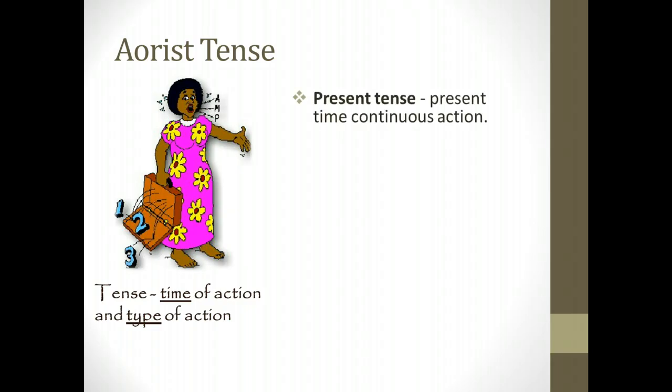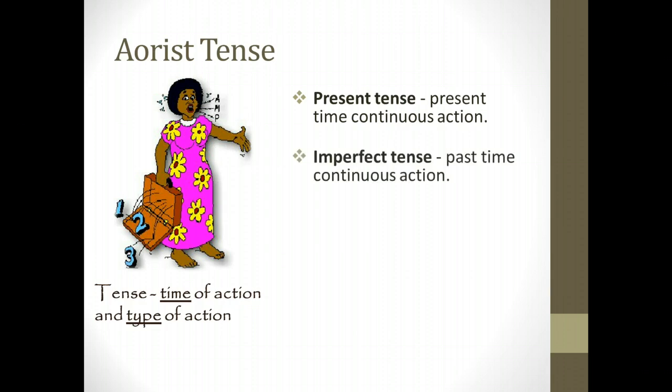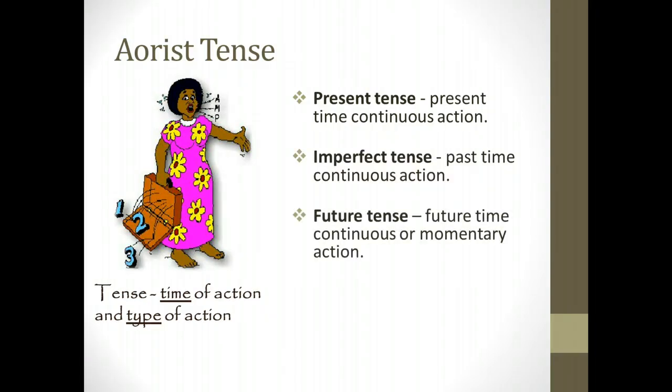You learned the present tense, which we've been working with quite frequently, which is present time with continuous action. And then you looked at the imperfect tense, which was past time with continuous action. And now the future tense, which tells you the action was going to be happening sometime in the future, and we didn't know for sure if it was continuous or momentary. Today we're going to be dealing with the aorist tense, which is past time and momentary action. And although it is similar to the imperfect tense in that the action has happened in the past, there are some important differences.